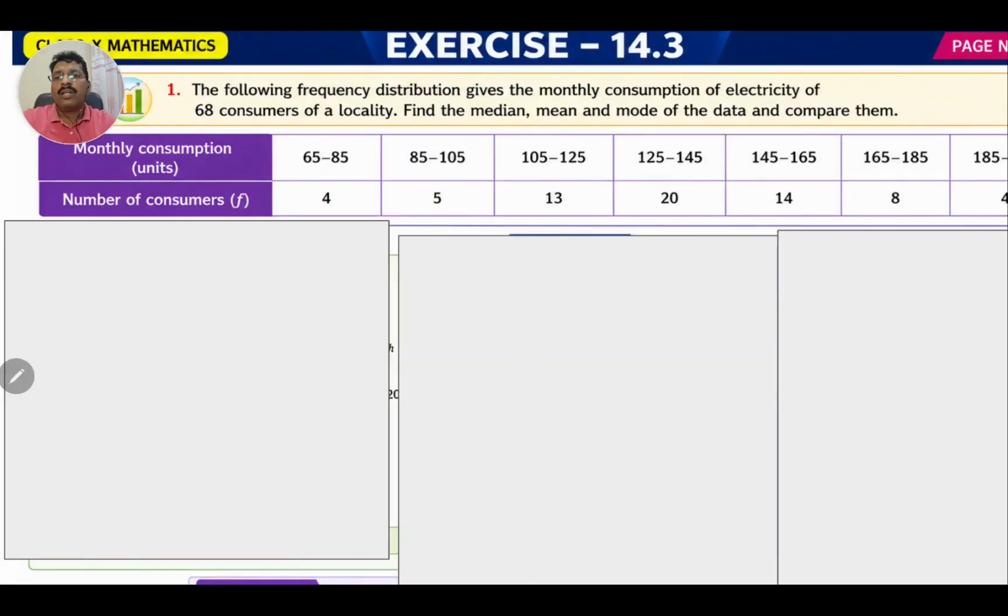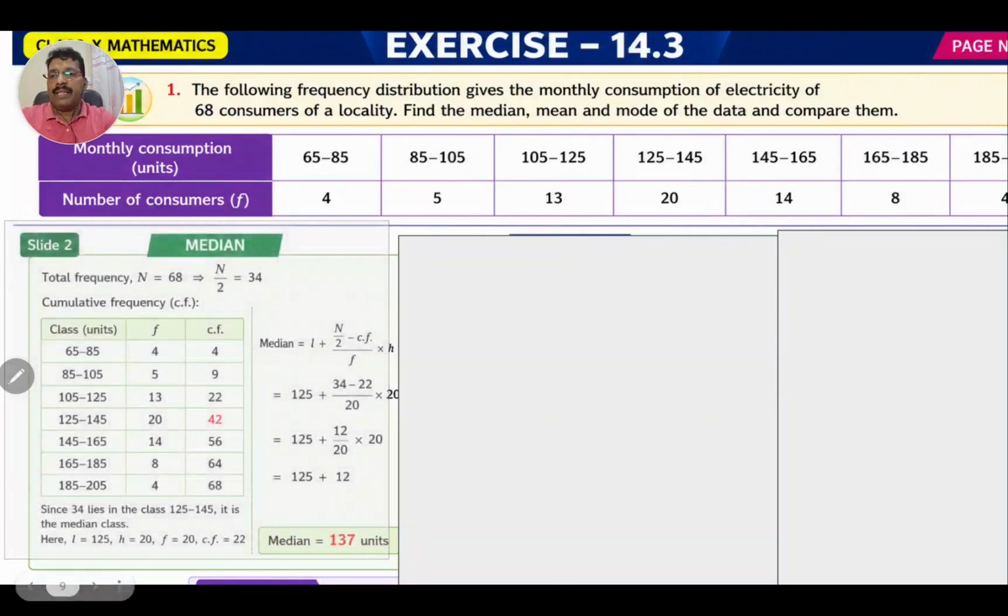We will see one more question. This is from exercise 14.3 from our textbook. The following frequency distribution gives the monthly consumption of electricity of 68 consumers of a locality. Find the median, mean and mode of the data and compare them. What do we have to find in this? Median, mean, mode, all the three we have to find. First we will see the median. Just now we have learned about the median.